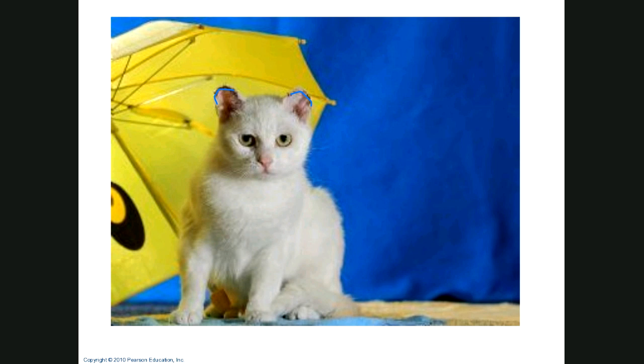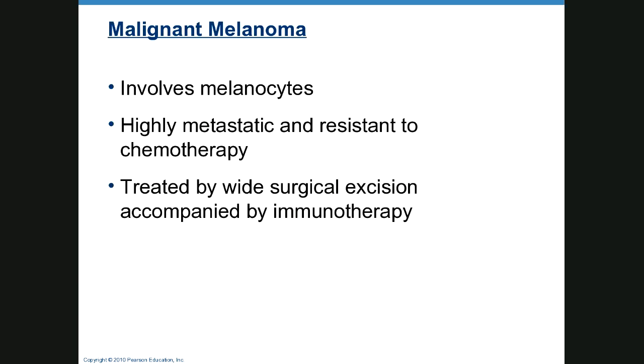You still need to put sunscreen on your kids if you take a beach vacation, but the risk is not as severe. Malignant melanoma involves melanocytes, and these, I believe, come from exposure to the sun at an early age, and these are highly metastatic, resistant to chemotherapy, and have to be treated with wide surgical excisions. Some immunotherapies are out.